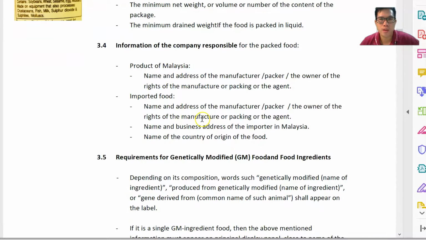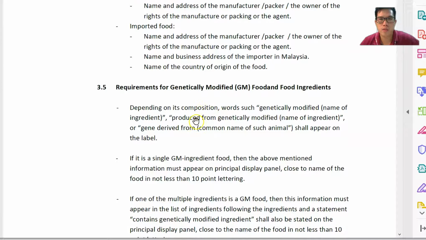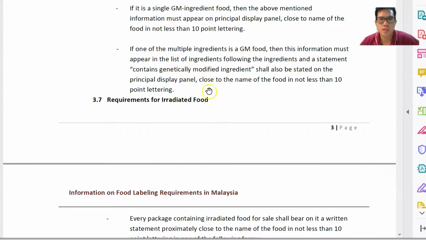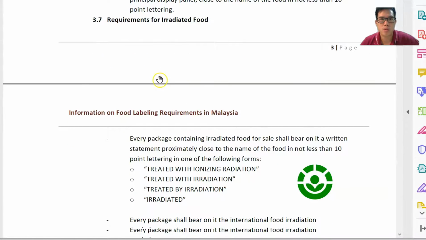Then, some people don't like genetically modified food ingredients, so you need to label that as well. Also whether the food has been sterilized through irradiation. Irradiated food is very commonly the herbs and spices that cannot be washed. Usually they are irradiated to kill all the bacteria as well as the spores of the mold and the yeast.